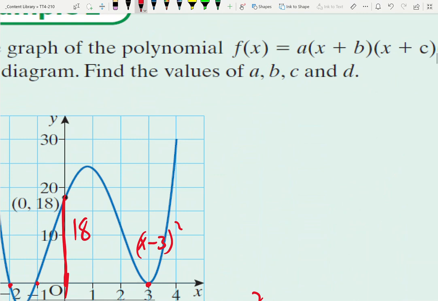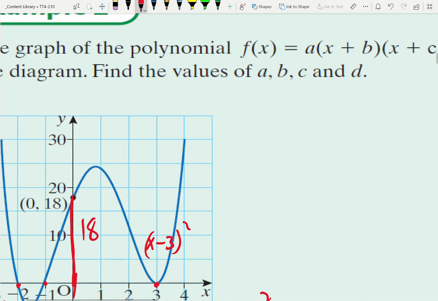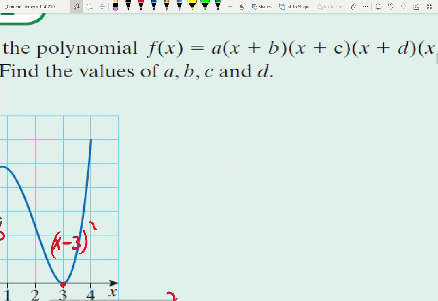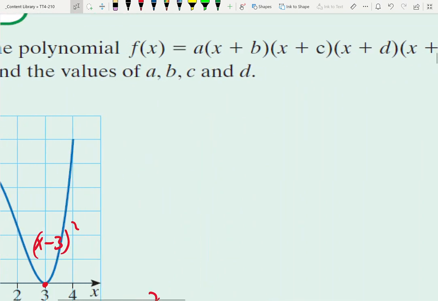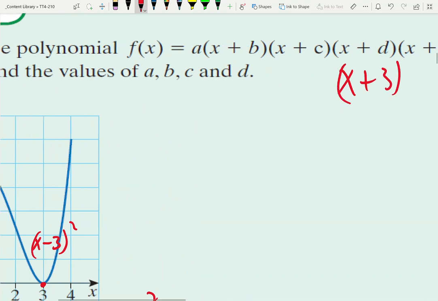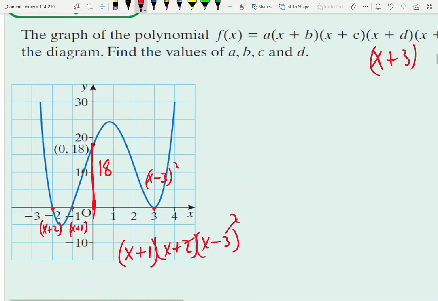It's frozen on me. Yeah, so the x plus t and x plus t, that's x plus 3. And a should be 1 according to my calculation, because I have 2 times 9 is 18.